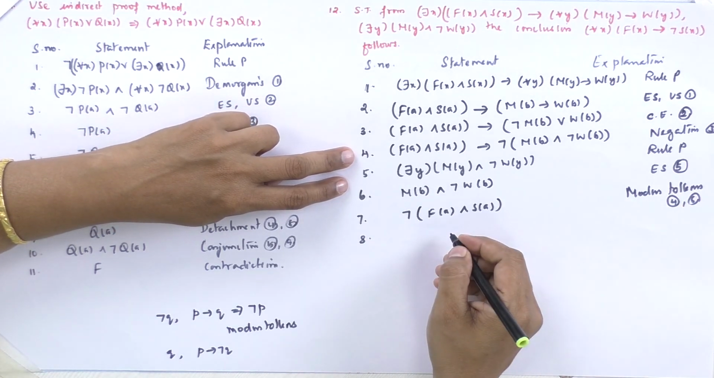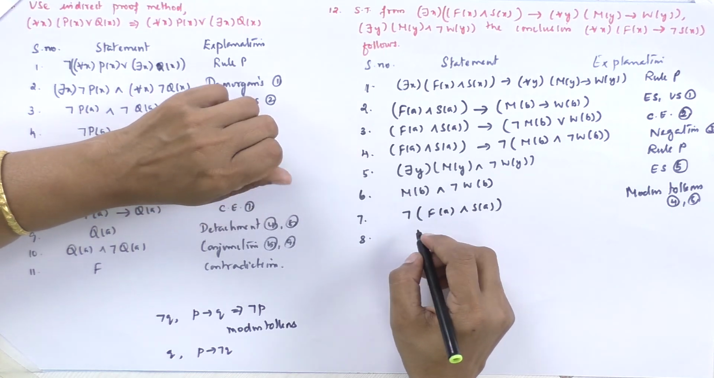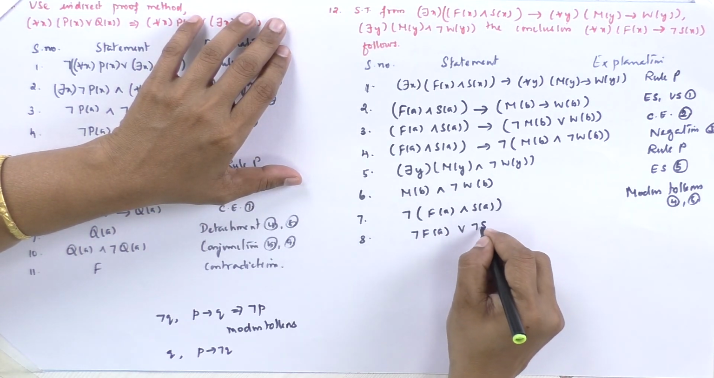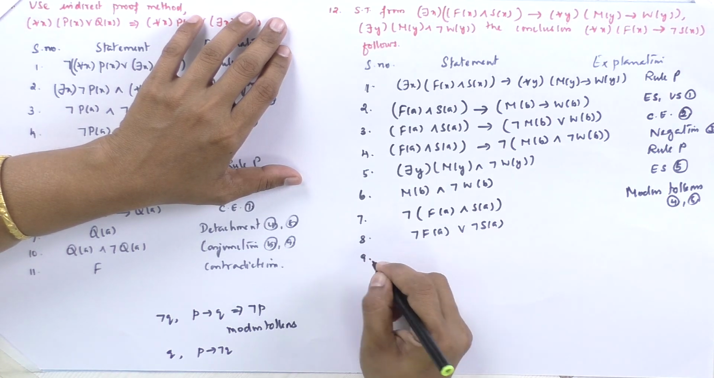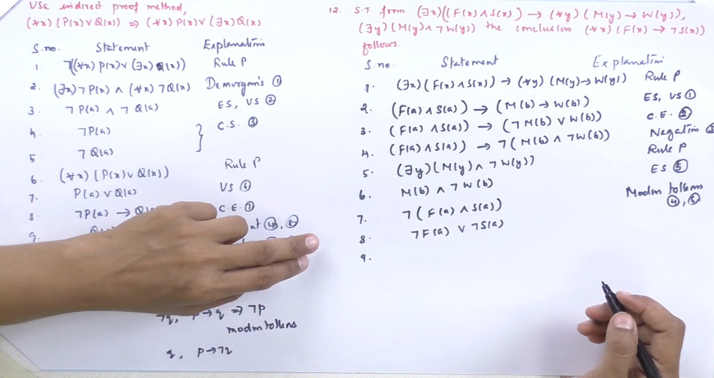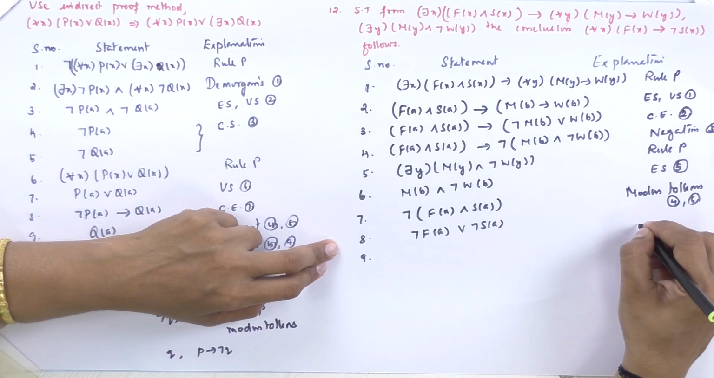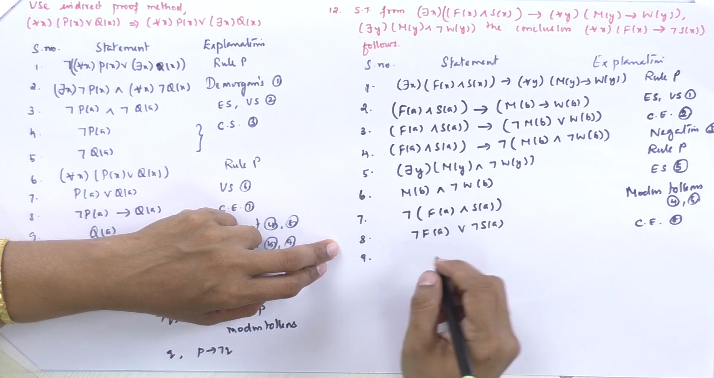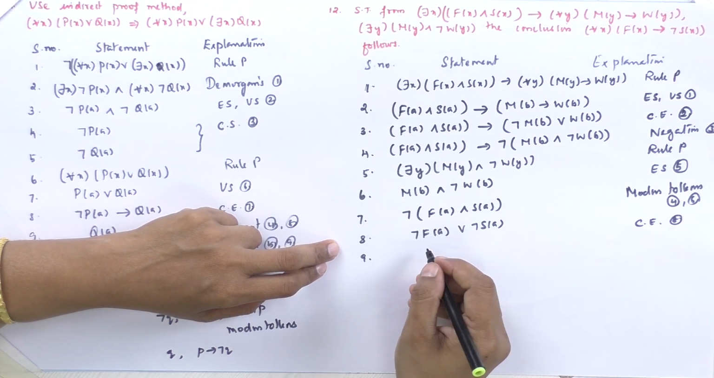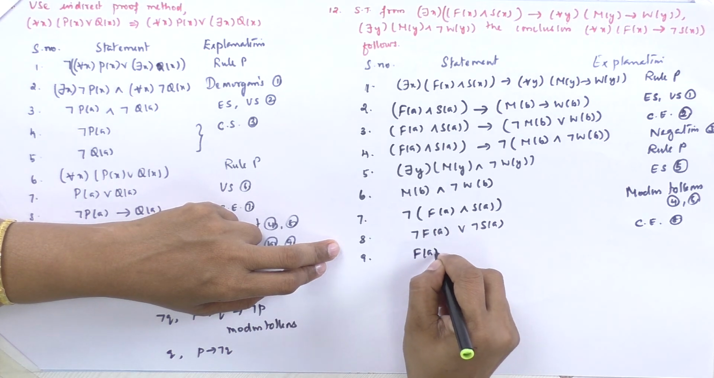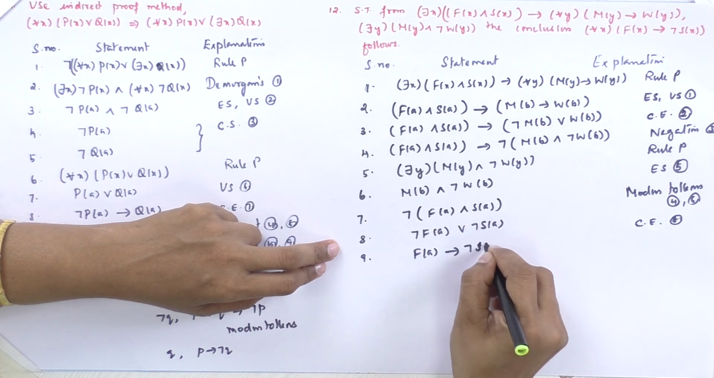So with this I can apply De Morgan's. If I apply De Morgan's, we will get negate f of a or negate s of a. And again I look at the conclusion part. The conclusion part is something like f of x conditional. So conditional has to be brought in here. So that is conditional equivalence on 8 we can apply. If we apply it, what do we get? We have f of a conditional negate s of a.